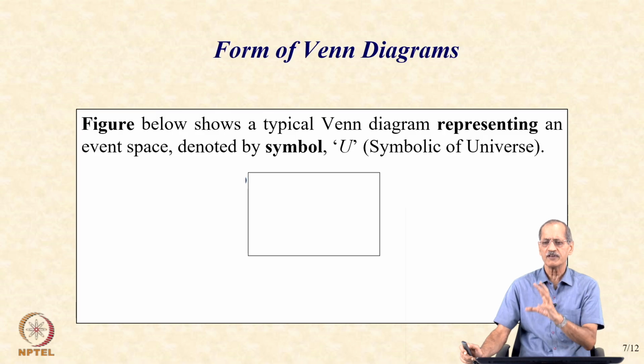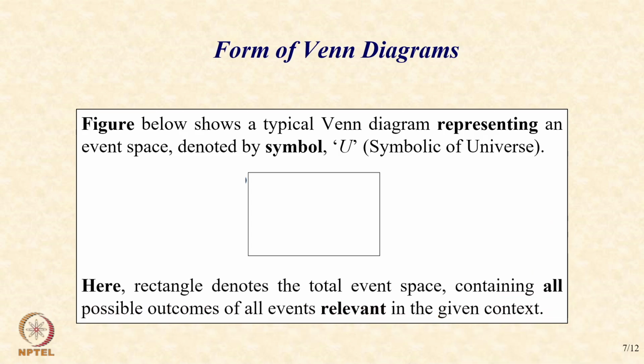That universe could be a very specific domain in which this whole problem is being looked at. So, its context is what is defined by this particular rectangle. And please note, this rectangle now denotes the total event space. What it means is that it contains all possible outcomes of all events which are relevant to the given context, which means you take all the events which are relevant in the given context and all the possible outcomes of those events, they all are within this rectangle.